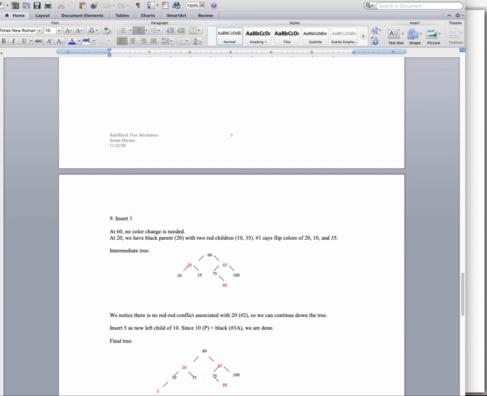By the way, there are a couple of things to notice. Notice that if I go from 5 up to 60, I have two blacks. If I start over here at 35 and I go up to 60, I've got two blacks. If I start at 80 and I go up to 60, I've got two blacks. And if I go from 100 up to 60, I've got two blacks. I've maintained the black height for any path from a leaf node up to the root node here.